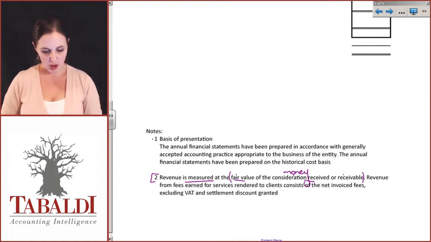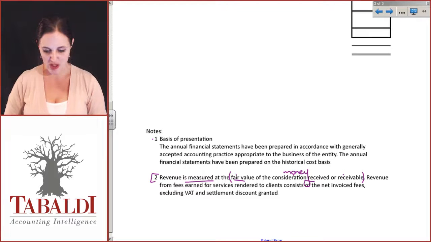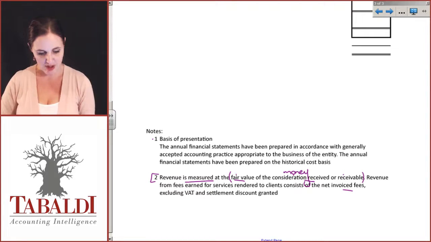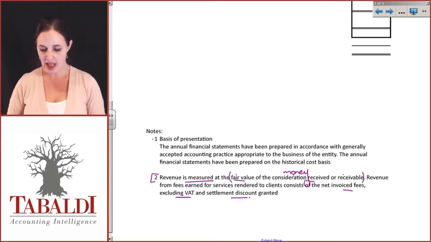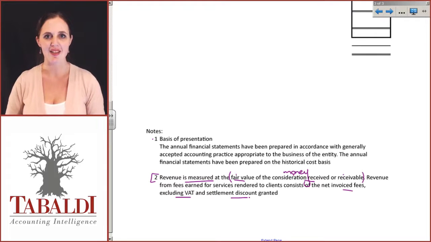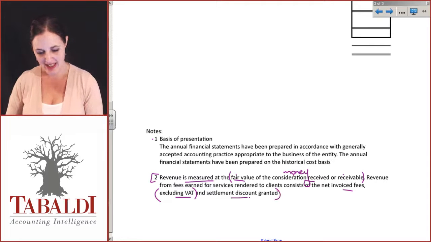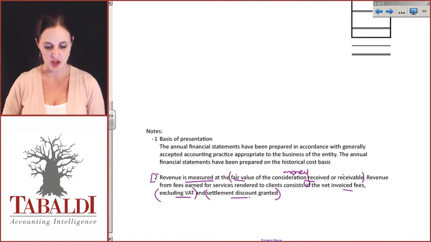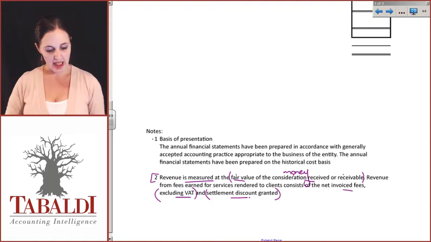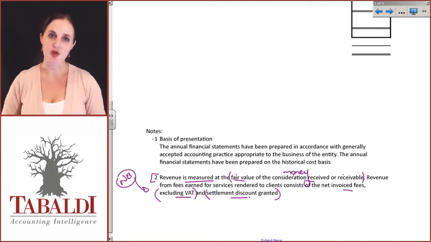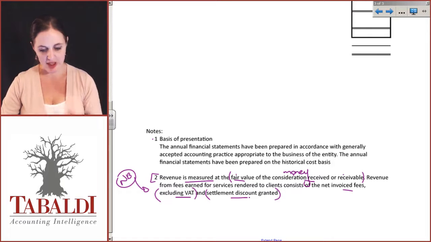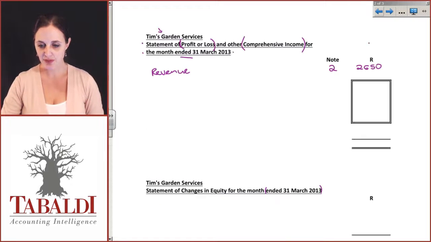In this case, revenue from fees earned for services rendered to clients consists of the net invoiced fees excluding VAT and settlement discount. Again, we're giving them an indication of how this is actually calculated. VAT we'll get onto in the next chapter, and settlement discount we'll get onto as well. So all we're doing here is stating how the revenue is measured, so that anyone reading knows what is in there and what isn't. These you need to know, be able to write these out, get used to writing them out. That is going to stay the same.